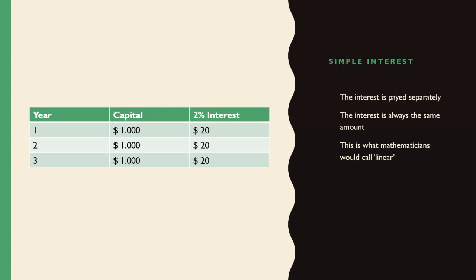As I said before, the interest is always the same amount, and most of the time it's paid in a separate account, especially, of course, in the case of bonds. This is what mathematicians would call a linear function. So each year you get the same growth as measured in dollars as well as the percentage.